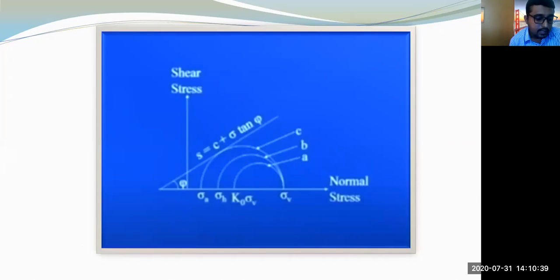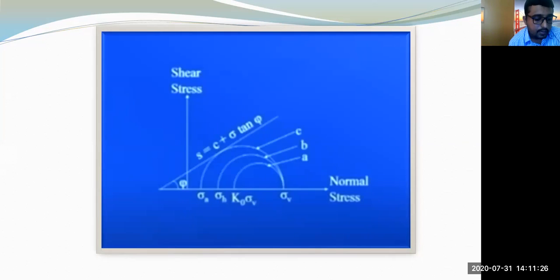Let us plot the normal stress against shear stress. You have already studied in our soil mechanics course what we mean by the Mohr circle. If we plot the variation of normal stress and shear stress for different conditions, we get a circle. I am taking here the active earth pressure case, where the wall was moving away from the soil.